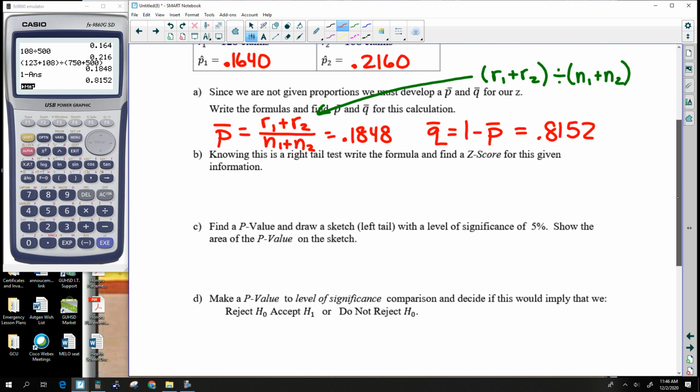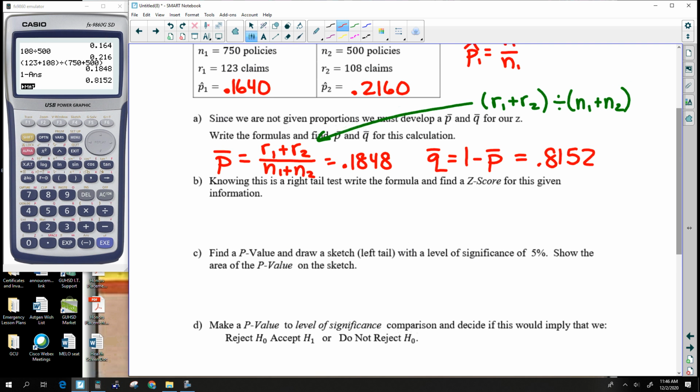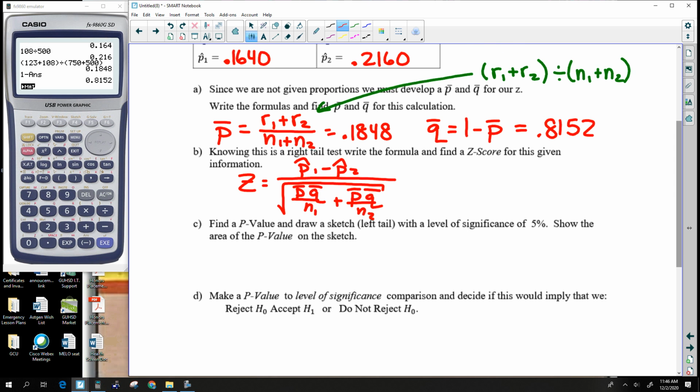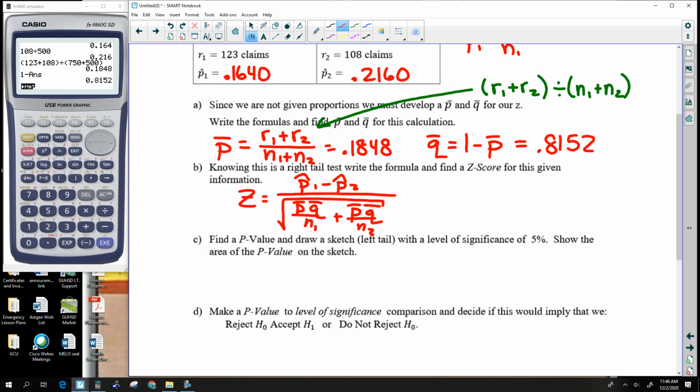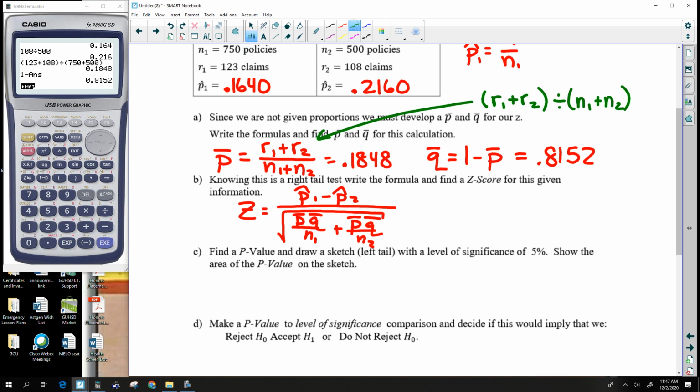Okay, now to the big formula, the big problem right here, and that is developing your z-score. Your z-score in this particular case is going to be P hat 1 minus P hat 2 divided by the square root of P bar times Q bar divided by N1 plus P bar times Q bar divided by N2. This is kind of easy to mess up if you try to put it all together at once, or if you don't know how to handle your order of operations. So pay attention, follow along right here.